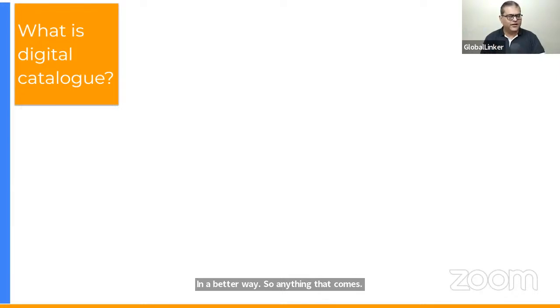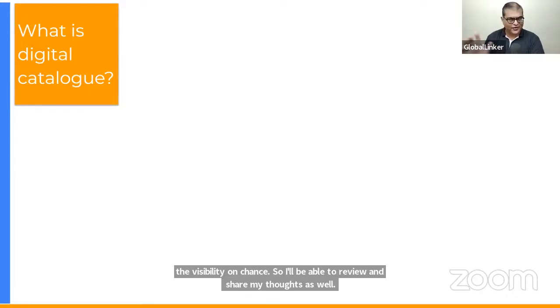All right, so we will be spending a minute to understand this very fundamental thing, and that is what is a digital catalog. And this is where I'll need your inputs. If you can share with me, what do you think is a digital catalog? So you can add your inputs in the chat, and I have the visibility on chat, so I'll be able to review and share my thoughts as well. So let me know, what do you think is a digital catalog? You can add your inputs in the chat.